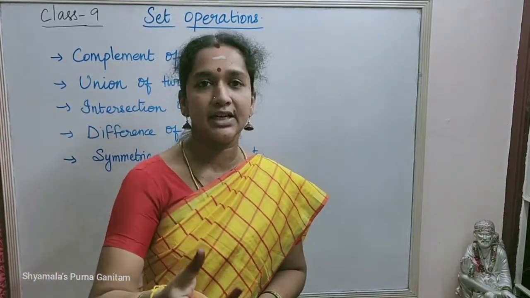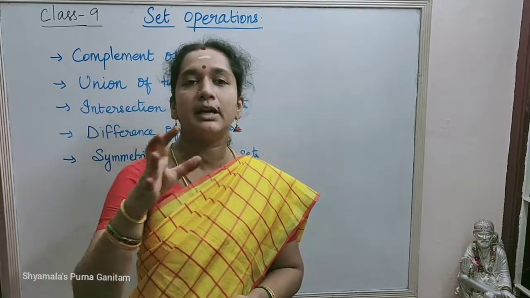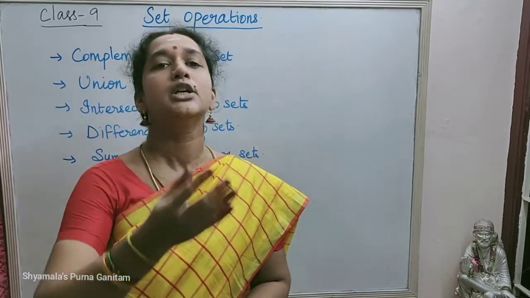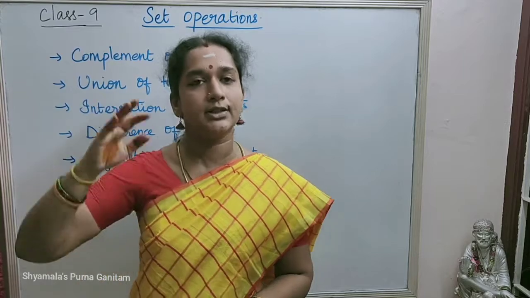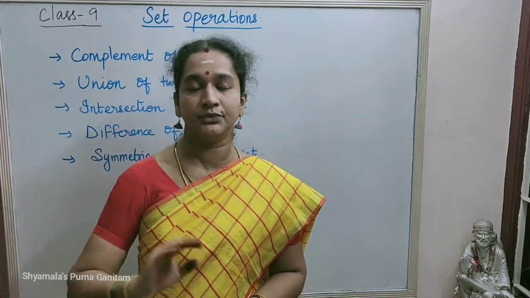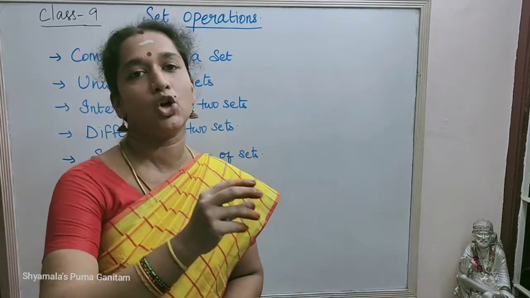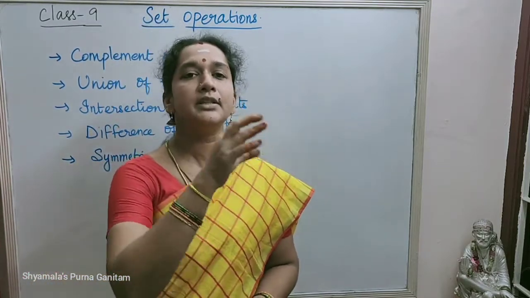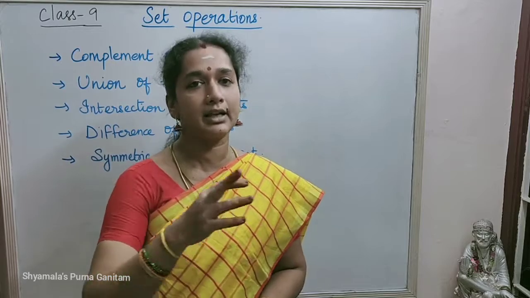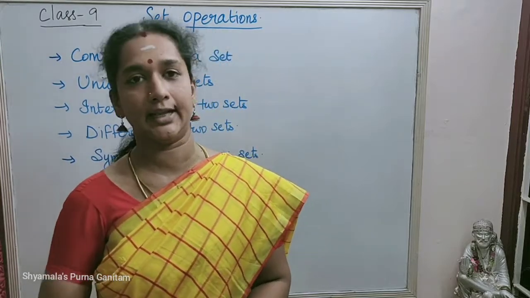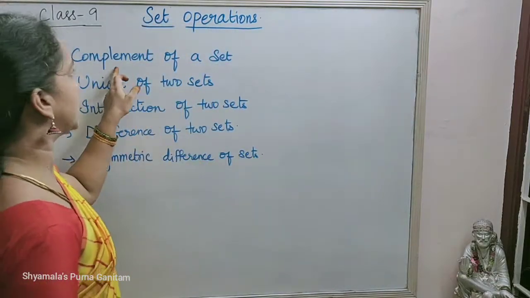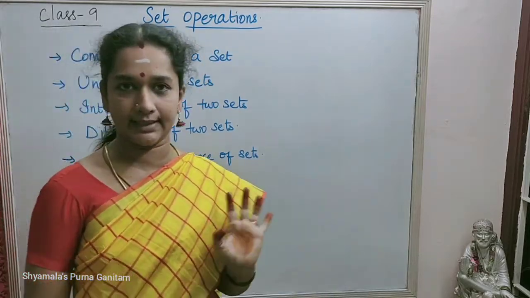Using some condition, we will be combining those 2 or 3 sets to make them into a single set. That is performed under these conditions. That is set operations. These set operations we can represent diagrammatically, called a Venn diagram. First one is the complement of a set.